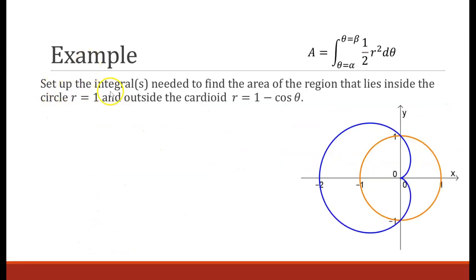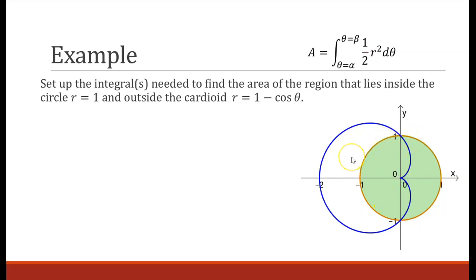In this example, I want to set up the integral or integrals needed to find the area of the region that lies inside the circle r equals 1 and outside the cardioid r equals 1 minus cosine theta. Let's start by shading the region we're trying to find the area of. We want to be inside the circle r equals 1. That's the circle centered at the origin with radius 1, so I want to be inside that circle, but I want to be outside of the cardioid. So I want to be the region that's outside of this cardioid.